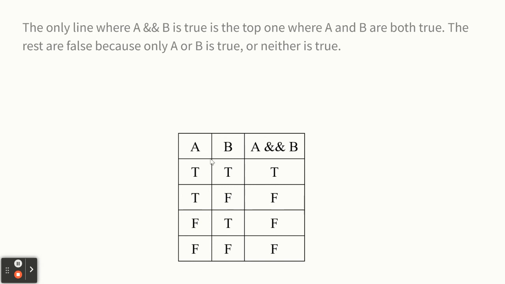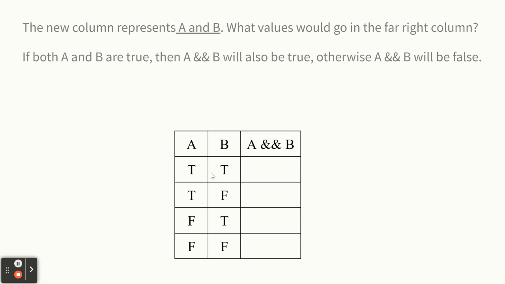So here we've got A and B right here. And look, there's only one row where they're both true. So that's the one that's going to be true. And all the others will be false, because to have it be an and, they have to both be true. Questions?